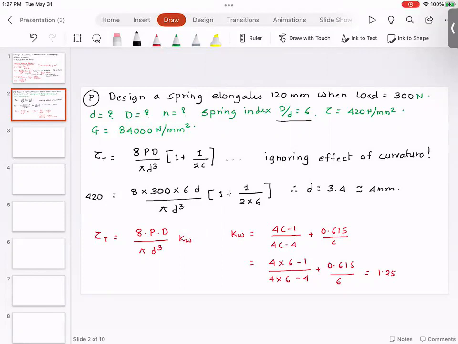Then I'm going to substitute 8, 300, 6 times d, pi d cube, 1.25. And tell me, if you consider the curvature effects, which are also called the three-dimensional effects, what is the value of diameter you get? And my answer is 3.7 millimeter. So I'm going to approximate this again to 4 millimeter.